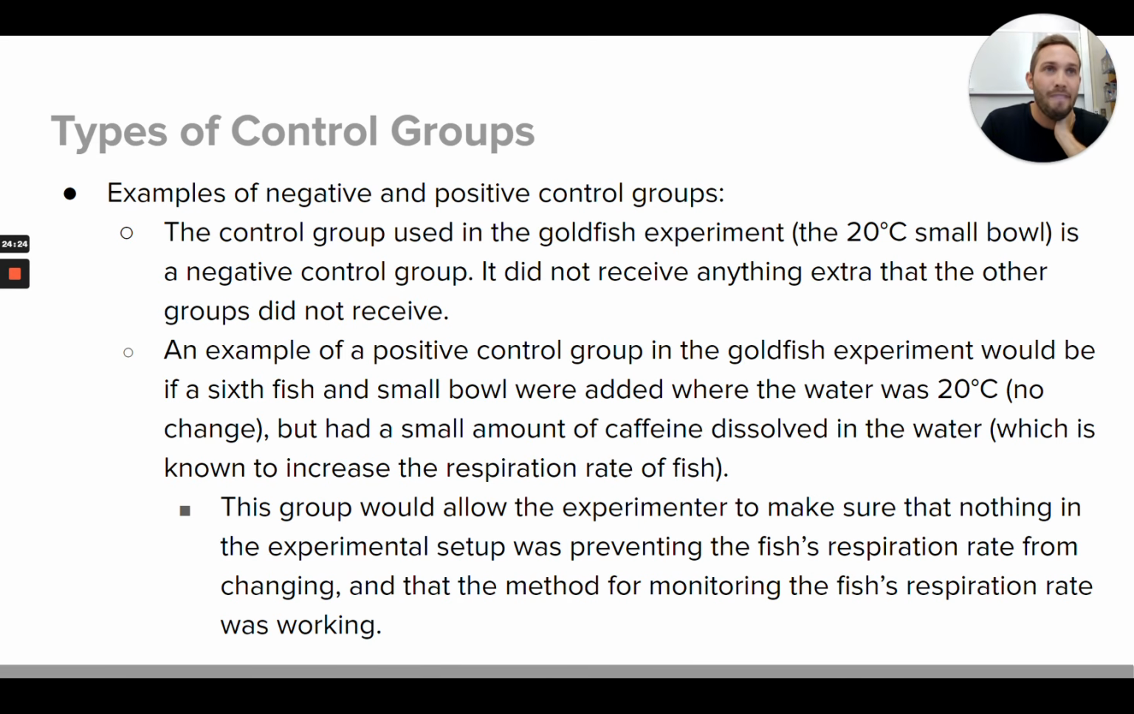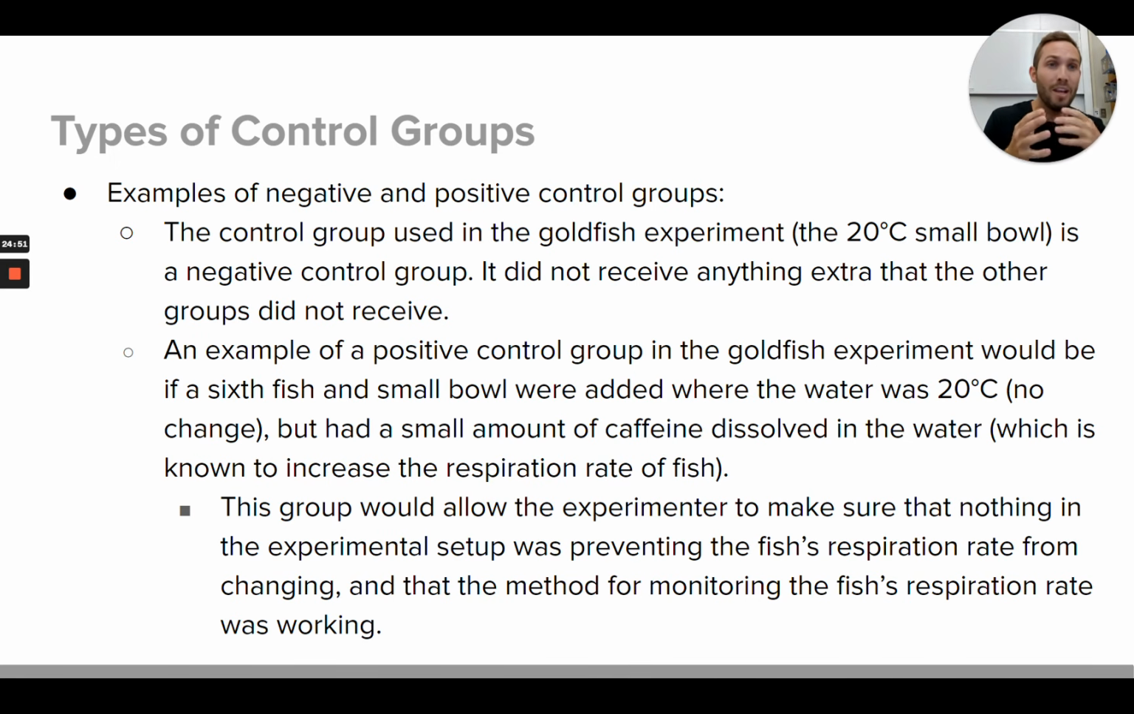And so if I did test a positive control group, and I find that when I add caffeine, it actually doesn't cause the fish's respiration rate to go up, that would then be a warning to me that something might be affecting my data that I'm not aware of. And so maybe the method of me transferring the fish and stressing them out is affecting how their respiration rate is changing, or them being confined to this bowl.